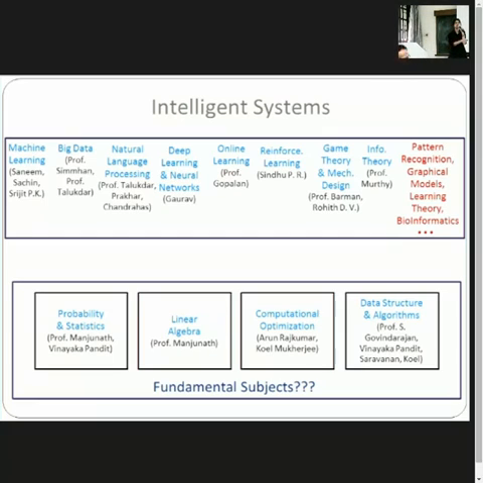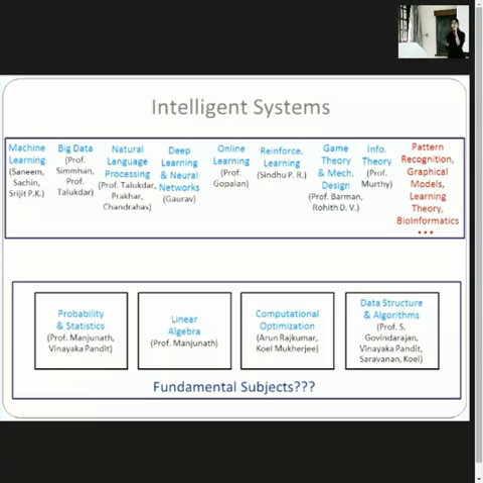I'm never claiming that these are independent subjects, okay? I'm never claiming that these are all mutually exclusive and there is no overlap. What I'm claiming is this is the broad level, the different domains of research under intelligence systems, but they are highly interlinked. And from there onwards, this has a very significant overlap with theoretical computer science, especially from online learning onwards.